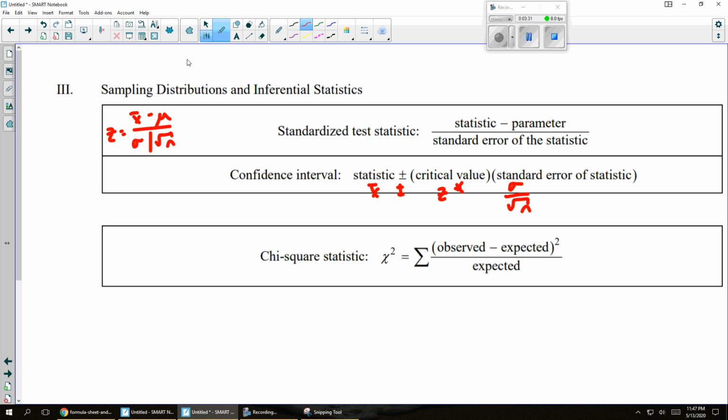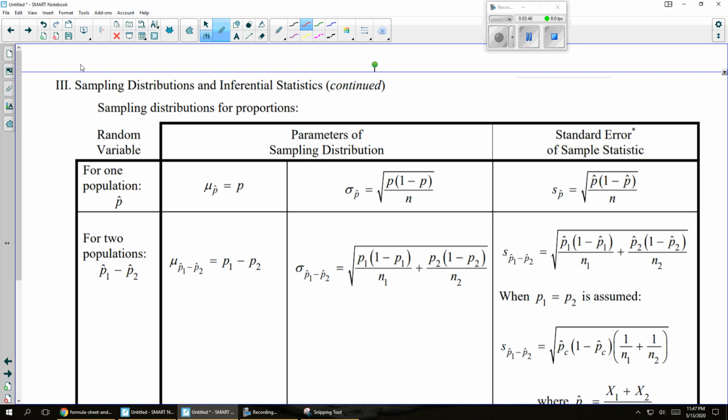And I do have another video going through lots of different confidence intervals if you want to see how those could look, but these are general forms for them. And chi-squared, it's not going to be on the 2020 exam. Sampling distributions with standard error and all of that.